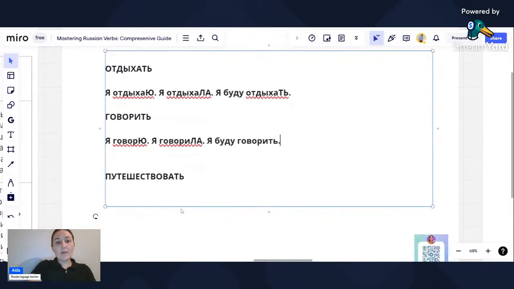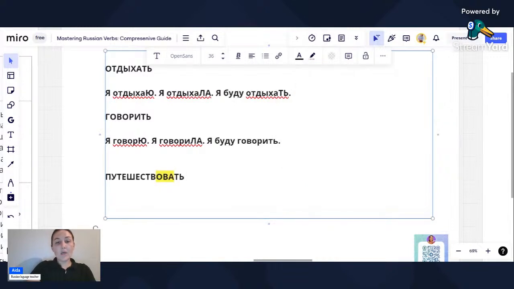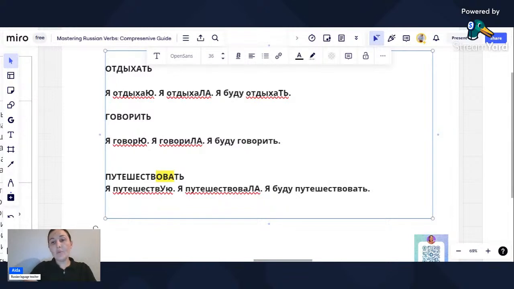Okay. And the last verb путешествовать. As you can see, we have a suffix over here. And we say сейчас я путешествую. So we change the suffix with the suffix у. Я путешествую. Вчера я, in the past tense, we do not change the suffix. We just need to cut т. So it will be вчера я путешествовала. И for future я буду путешествовать. We use the verb быть, and we use the main verb in the infinitive form.